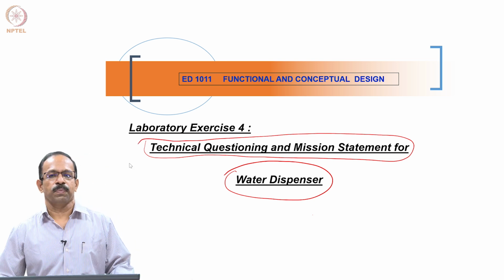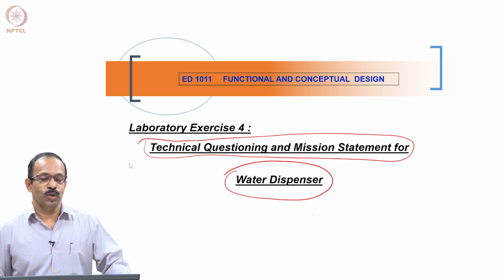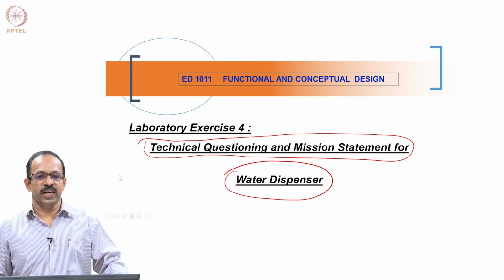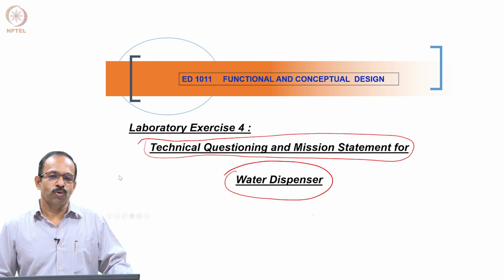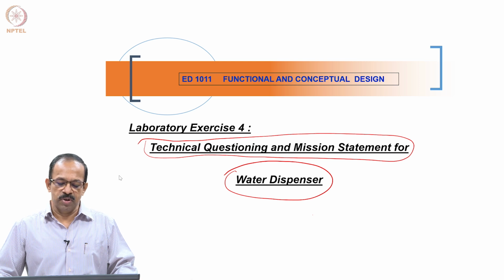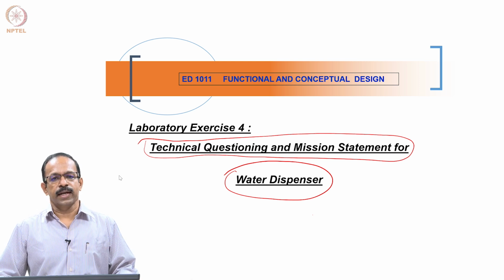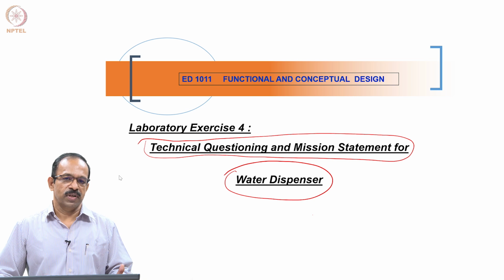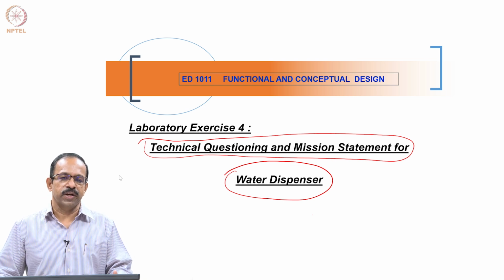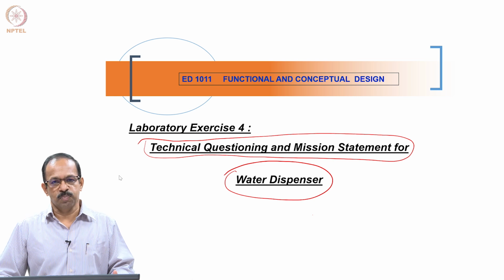this product. In the last two classes you were just looking at the product and preparing a parts list and an assembly chart. So now we will move to the next level where we look at, for a given product, how you prepare a mission statement through technical questioning. And you have learned this technical questioning and mission statement in the theory class. So we will try to implement that for this product.